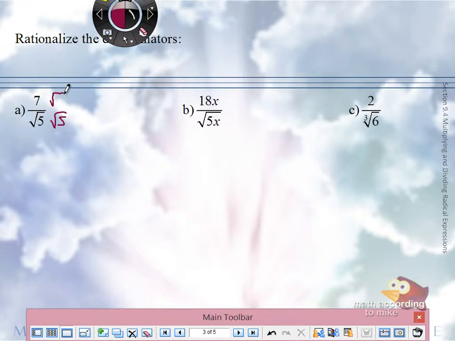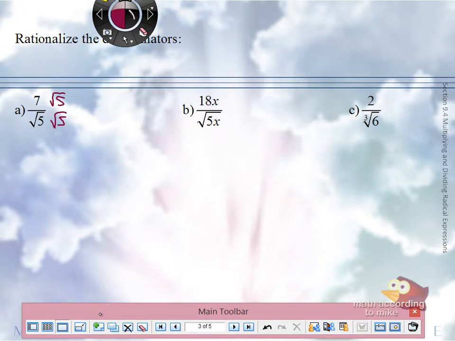By multiplying top and bottom by the same thing, we're essentially just multiplying by 1. So we're not changing the value of the number, we're just changing what it looks like. So upstairs we have 7 times square root of 5, which is just that, 7 square roots of 5.